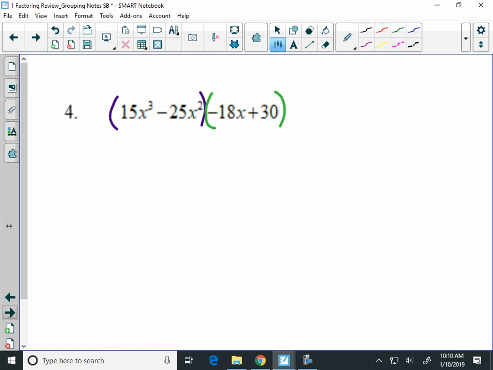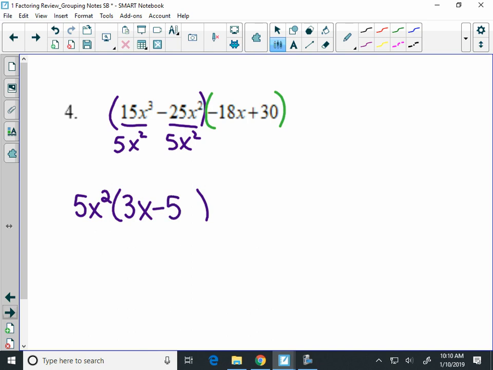Now when I pull out a GCF in the first set, it looks like they both have a 5 in common. And they both have x's, so I'm going to pull out an x squared because that's the lower exponent. My 5x squared comes in front. 15 divided by 5 is 3. X cubed divided by x squared, I take 3 minus 2, which is 1. On the next part, negative 25 divided by 5 is negative 5, and the x squares cancel.